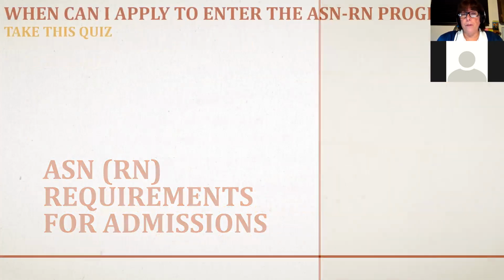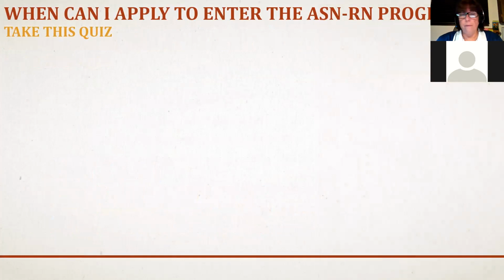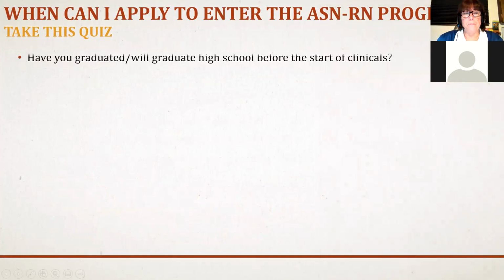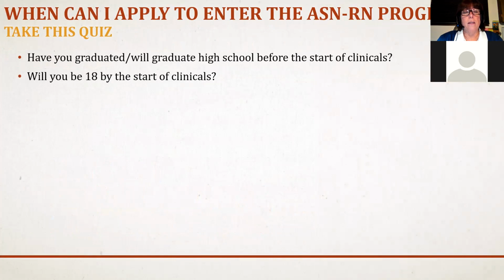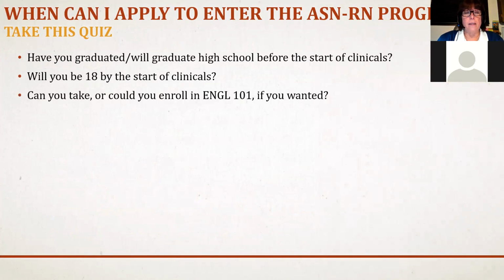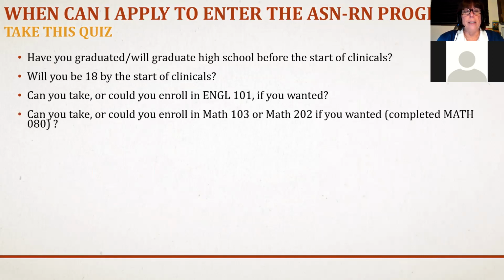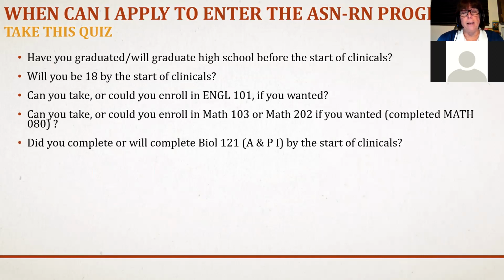What are the RN requirements for admission? Well, you're going to see that they mirror very much what we just talked about. You have to graduate from high school before the start of clinicals or before day 1 of class. You have to be 18 before day 1 of class. You have to have completed the developmental English program and be able to register for 101 if you wanted to. You need to complete all of the developmental math and be able to enroll in Math 101 or Math 202 if you wanted to. You need to have completed Biology 121 by the first day of class with a C or better. All of them need to be at a C or better.